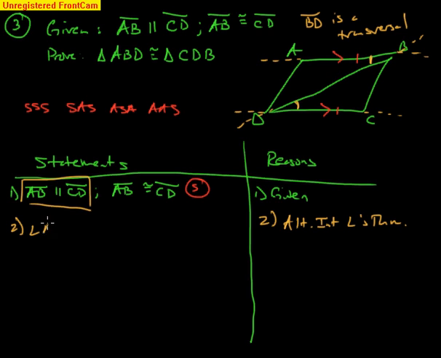Angle ABD is congruent to angle CDB. A, B, D, C, D, B. They are congruent. And here's another pair of angles. So by SSS, we throw it out. So we have one side and we have one angle pair. So since the lines are parallel, all alternate interior angles are congruent.